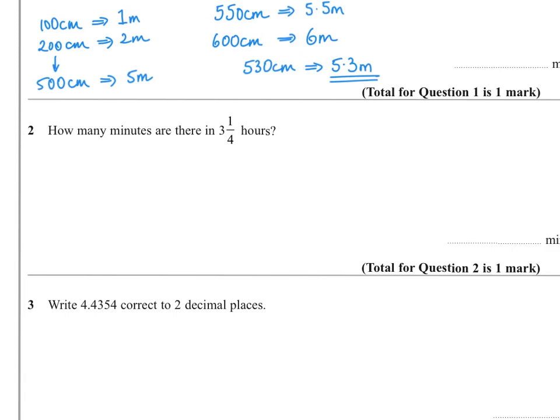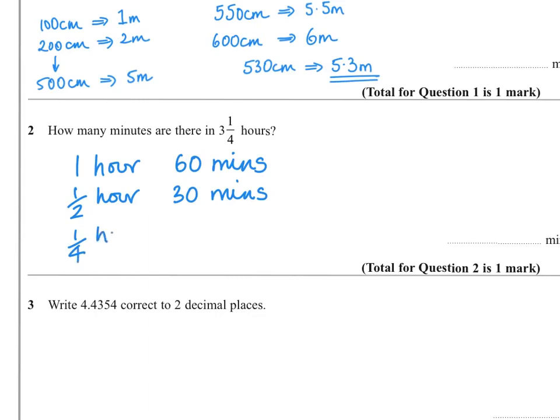Question 2. How many minutes are there in 3/4 of an hour? Well, in 1 hour there are 60 minutes. In half an hour there's 30 minutes. So think about it, 1/4 of an hour. Well, that will be 15 minutes.